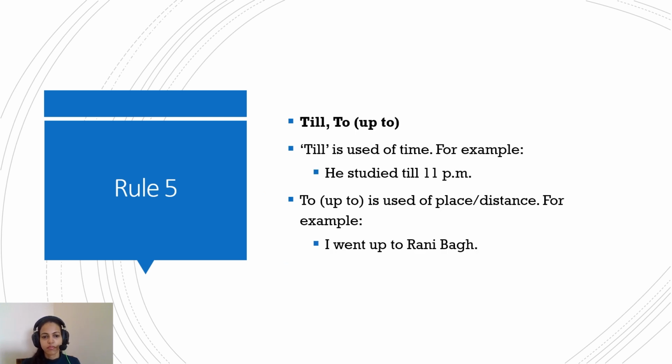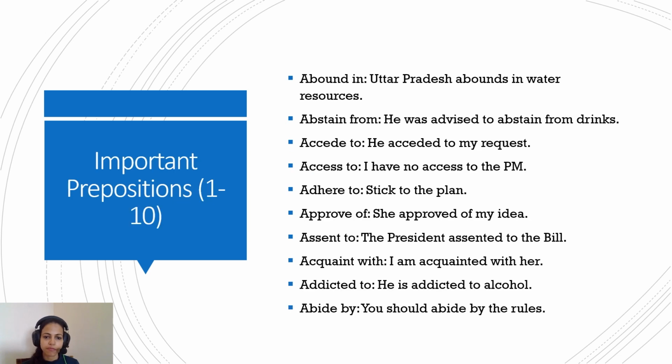Okay. Now till and to or up to. So till is used in time. For example, he studied till 11, he studied till 12. You should complete your work till 12 p.m. Similarly, to and up to are used for a place or distance. So I went up to Rani Bagh, or I went up to the, I don't know, hill. So up to is used to denote a place or a distance, and till is used to denote time. Okay, this is simple. Couldn't be simpler than that.